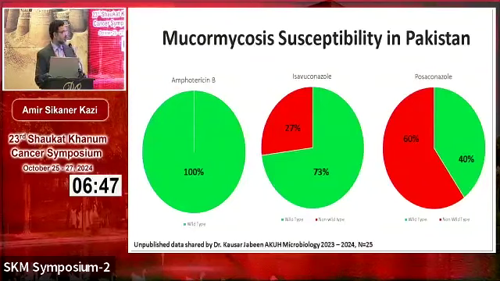So in Dr. Kausar's data, they had 100% ampho sensitivity, and for isavuconazole, they had 73% sensitivity. And this is, as a reminder, around the time that Isavu has just been launched in Pakistan. So it's still a very new drug. And for posa, they found much lesser sensitivity at 40%, which is very alarming. And I'm not sure about the background of those patients. Maybe they were posaconazole experienced patients, but this data is helpful that at least ampho we can rely on. And it's concerning that our azoles are quite resistant.